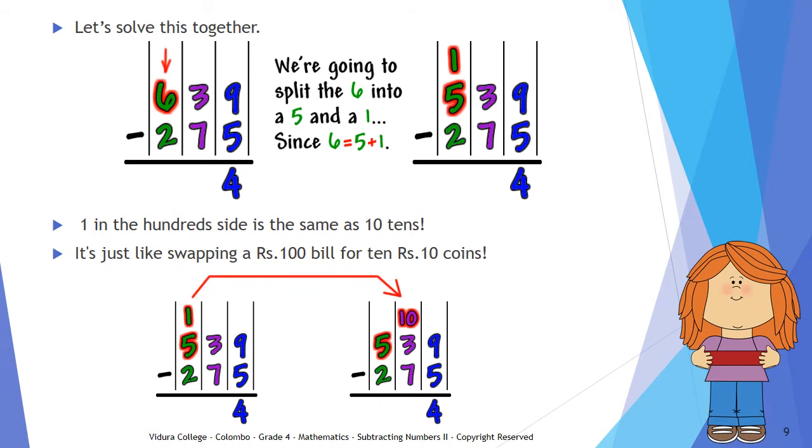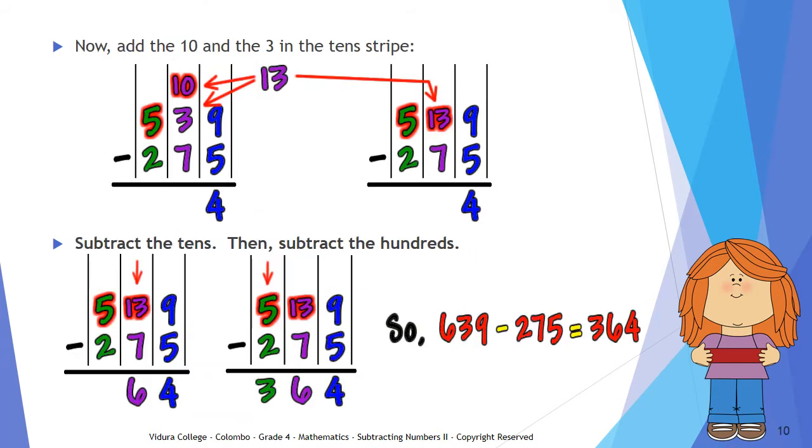So what is the answer for 10 plus 3? 10 plus 3 is 13, isn't it? Now we have 13 in the 10 side. Can you subtract 7 from 13? Yes, of course you can. So what is the answer? 7 from 13 is 6.